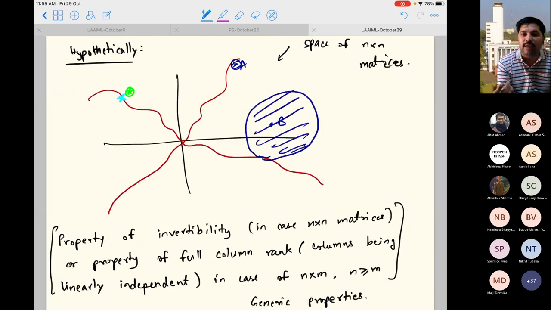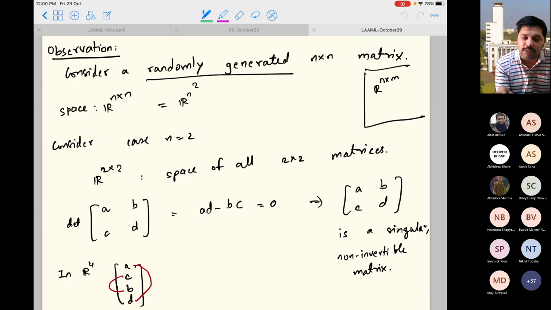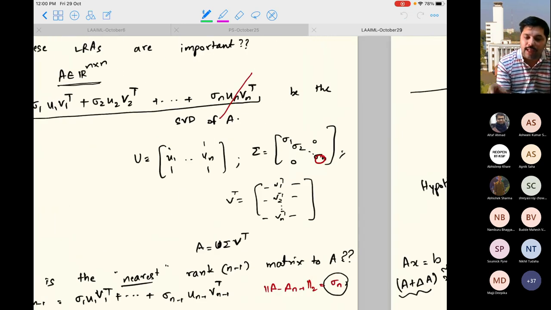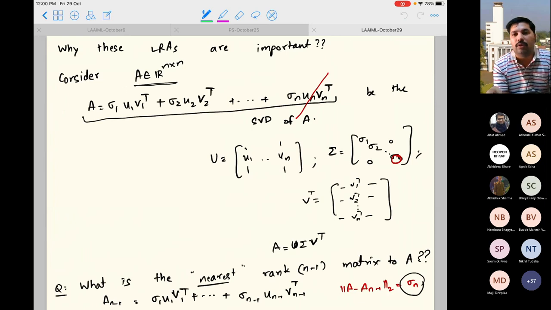So the question we are asking is not whether the columns are linearly independent or not, but how close you are to losing that property. That is the question we are asking. And once we ask that question, the answer we get is to look at the smallest singular value. Based on the smallest singular value, you will realize whether you are very close to this set or far away from this particular set.